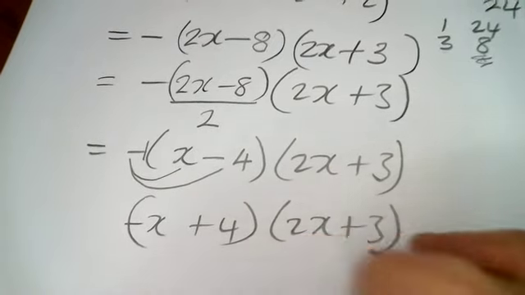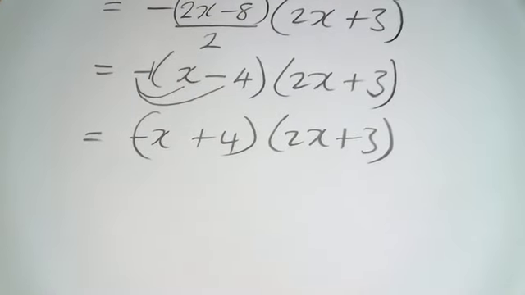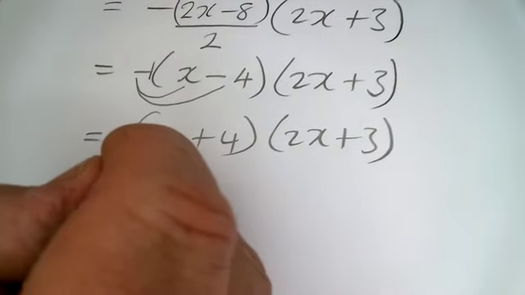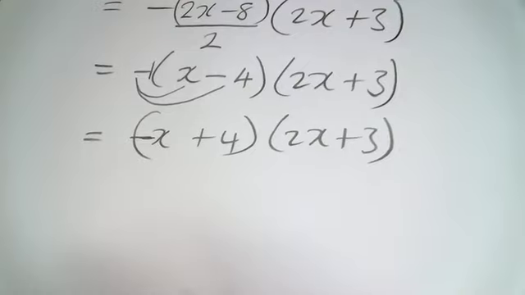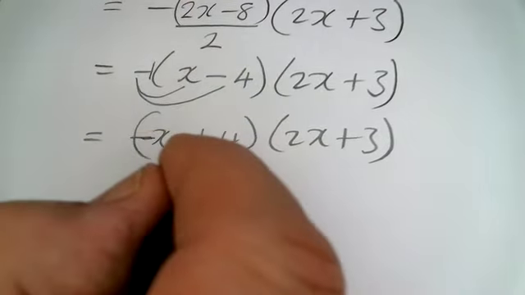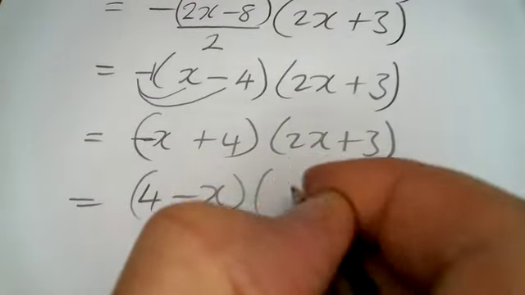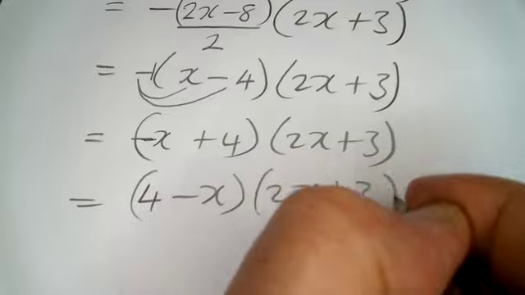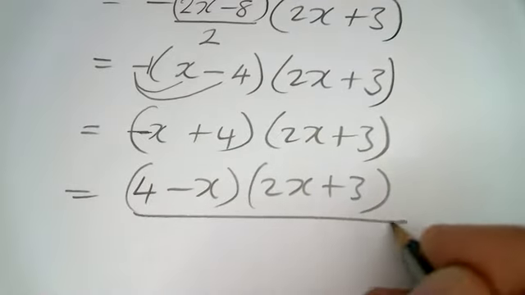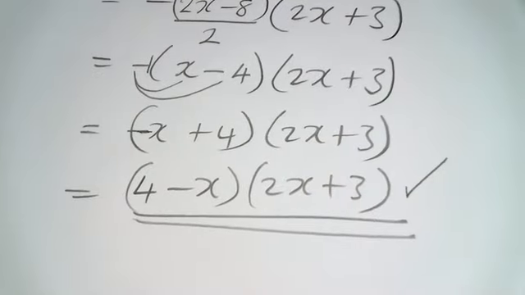Now you could, of course, state either of these two as your answer, but we've got this negative, it's actually inside the bracket, not outside the bracket. But if we were to reverse these two, we'd remove one of those components and we'd end up with 4 minus x times 2x plus 3, which is just a more succinct way of writing our answer. And that is my preferred answer right there.